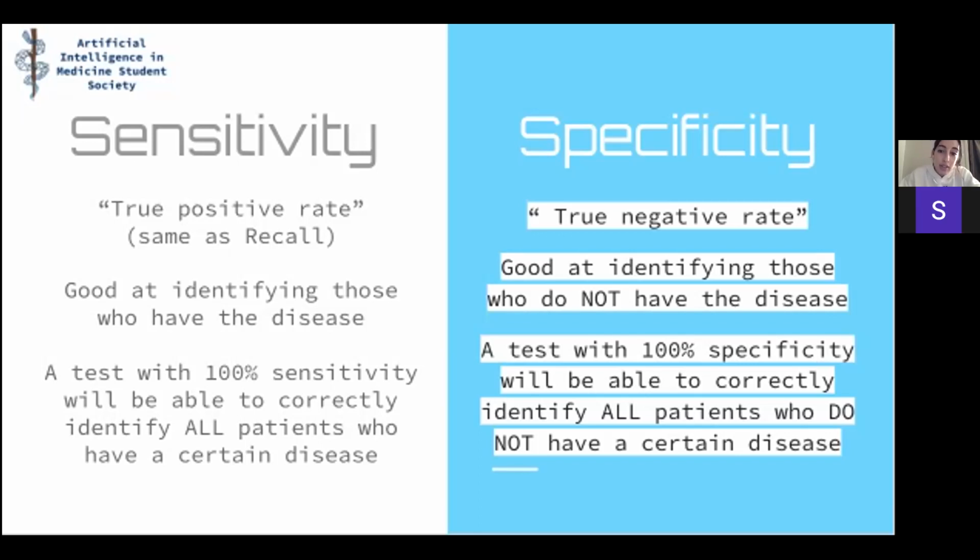So sensitivity is also called the true positive rate, or in machine learning, it's called the recall. And it's good at identifying those who have the disease. So a test with 100% sensitivity is able to correctly identify all patients who currently have a certain disease or condition. Specificity is called the true negative rate. It's good at identifying those who do not have the disease. So a test with 100% specificity will be able to correctly identify all patients who do not have a certain disease.